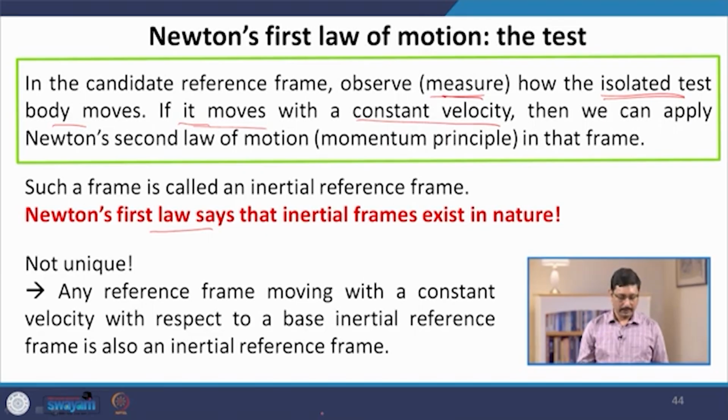Now, note one thing: there is no unique inertial frame. If you can identify one inertial frame, let us call that a base or reference inertial frame, then any reference frame moving with a constant velocity with respect to your chosen inertial reference frame is also an inertial reference frame. This is called the principle of relativity.